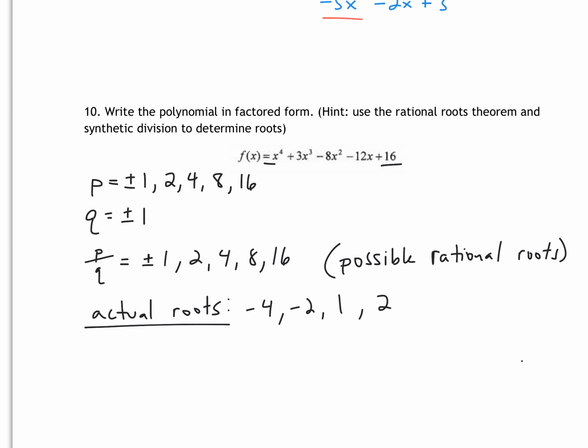Now we just need to write them as factors. So our function, f of x has factors of x plus 4, x plus 2, x minus 1, and then x minus 2. And there we go.